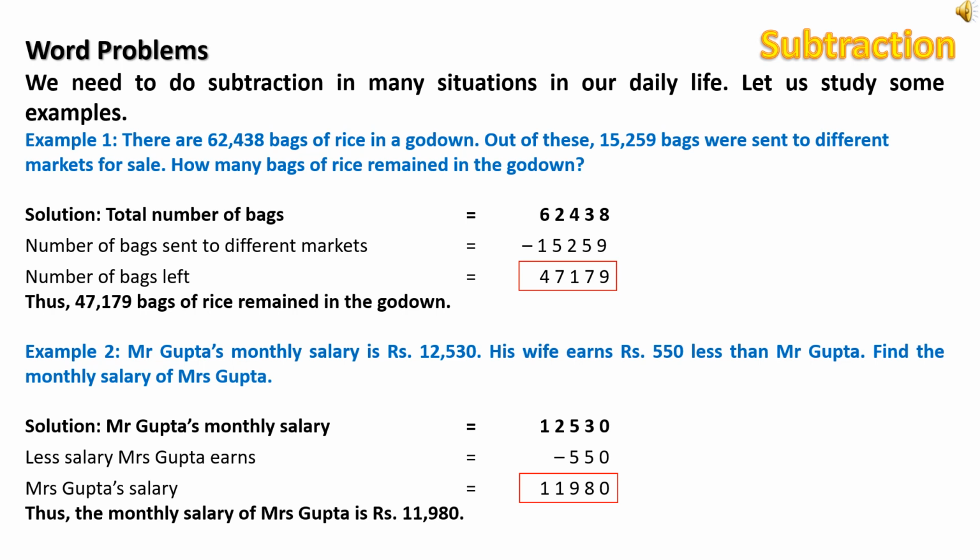It means the 47,179 bags of rice remain in the godown.